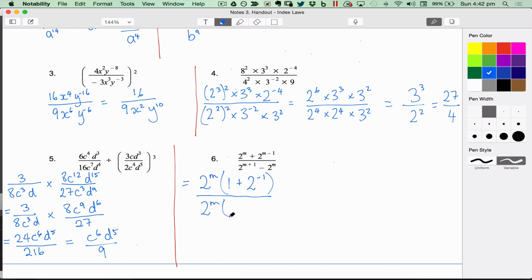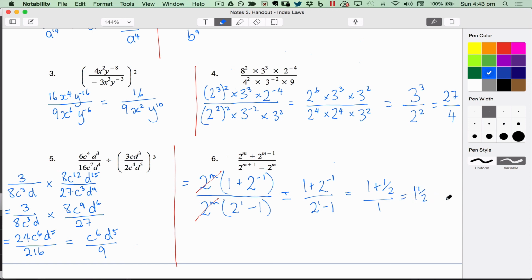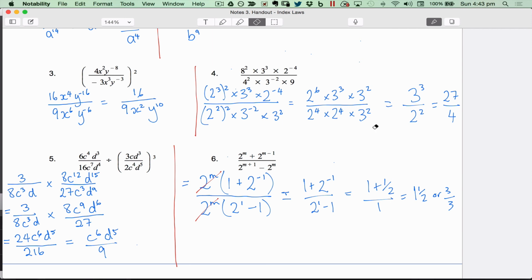Do the same on the denominator if I can, and I end up with 2 to the 1 take away 1. And now that I've got 2 to the m in the numerator and the denominator, I can cancel those two out. And I end up with this, which simplifies to this. 2 minus 1, which is 1. So it's going to equal 1.5, or 3 over 2 is what I meant to write.